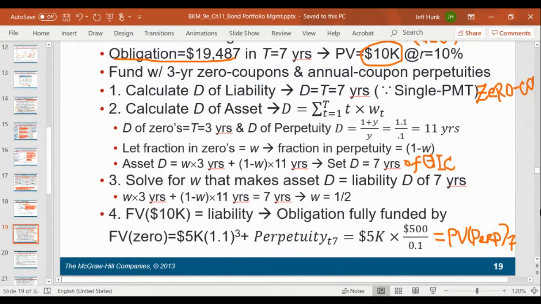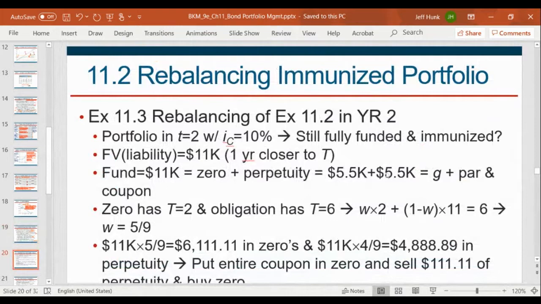Originally the liability is 7 years, right? Our timeline is 7 years. 1 year later, 6 years to our maturity. And on our asset side, the bond fund should still come to 11K in the future value. It consists of a 3 year zero coupon and a perpetuity, and the weight was 50-50 at the time.